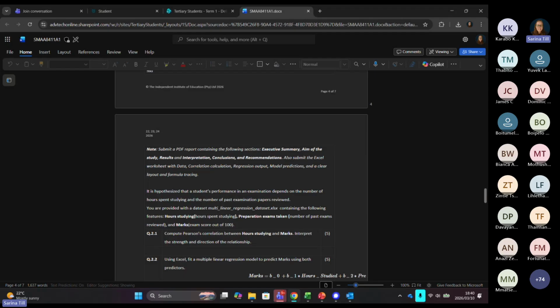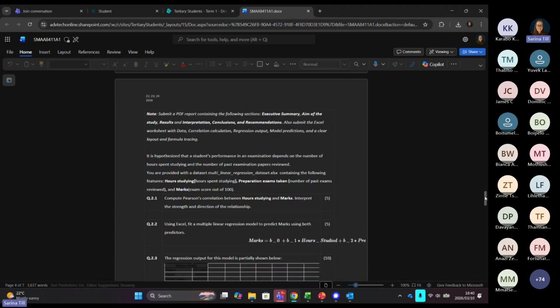Okay, that will show you the executive summary, aim of the study, results and interpretation, your conclusions and recommendations, and then an Excel worksheet where you've done your working. So all they want you to do here is apply logistic linear regression and then look at that R2 score, which is a percentage out of 100, and say if you can trust this model or not. So let's look at the questions and go through how we would do that.